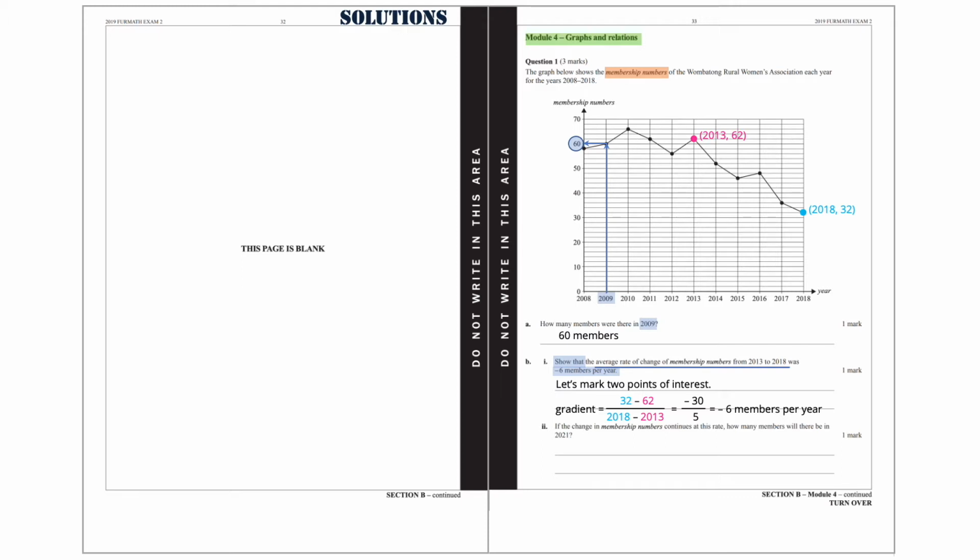Part 2 i. If the change in membership numbers continues at this rate, how many members will there be in 2021? Since the membership numbers decreased by 6 members per year, the decrease will be 6 times 3 years, which is 18. In 2018, there were 32 members, minus 18 equals 14 members in 2021.